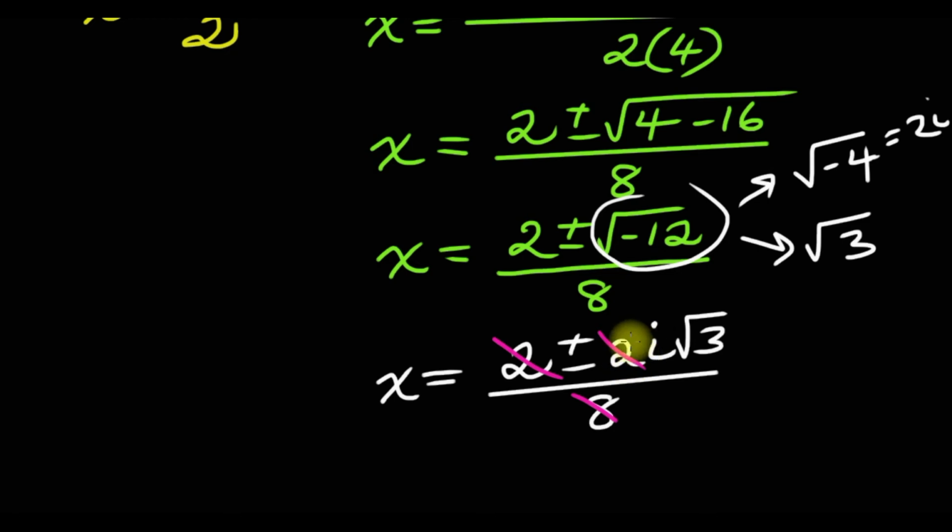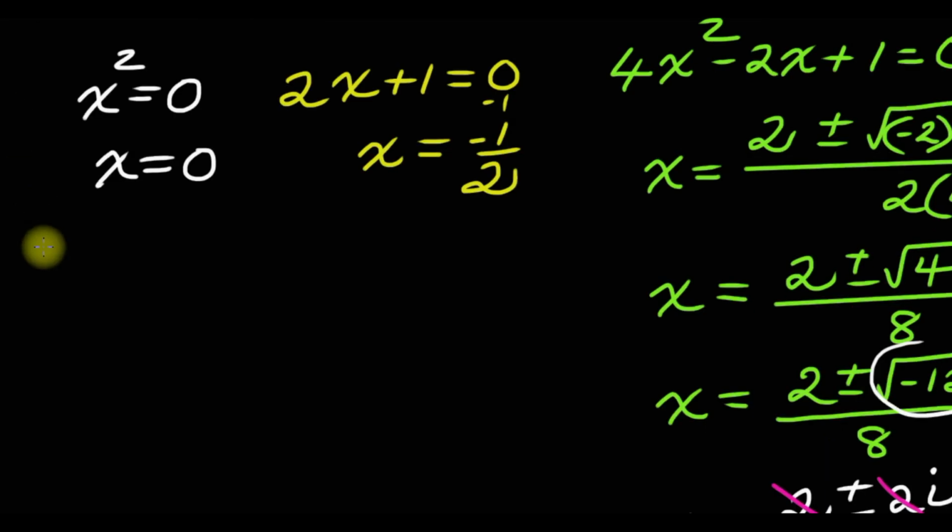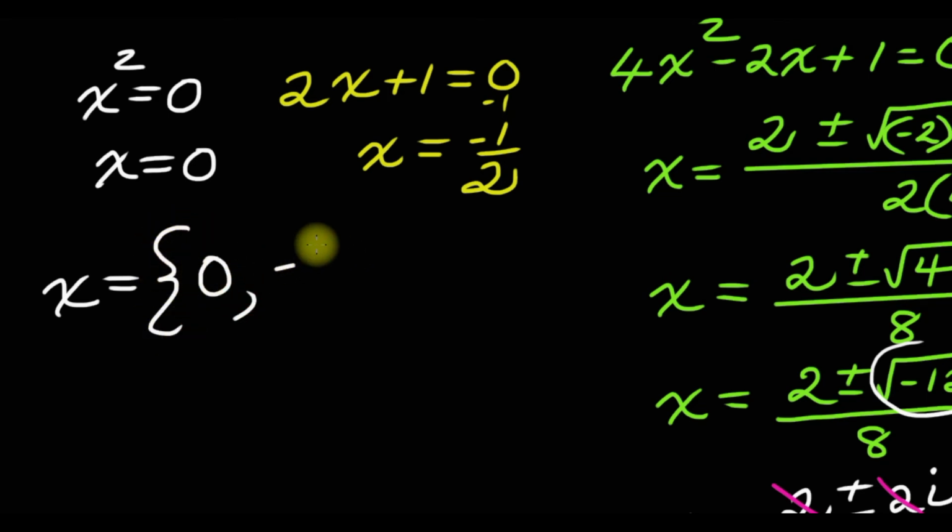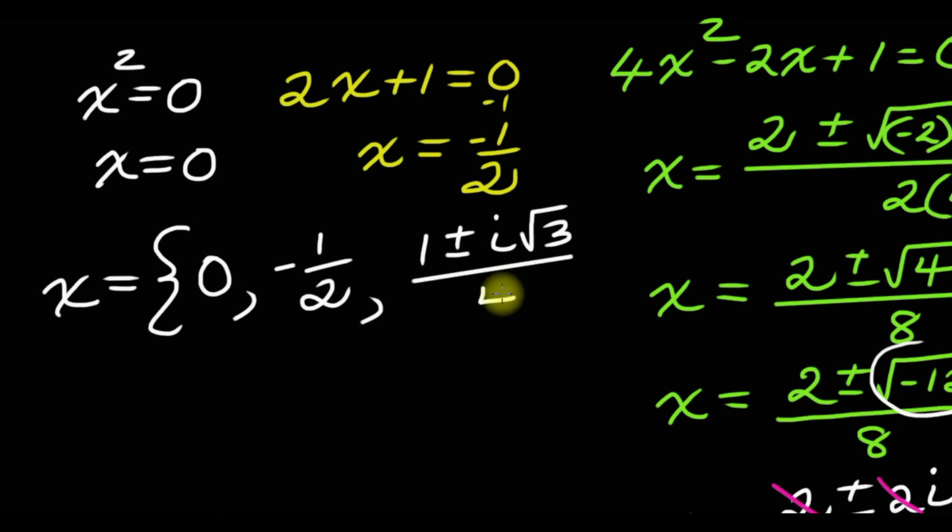2 can go into all of those numbers, so the final answer is going to be 1 plus or minus i square root of 3 all over 4. So we have x equals 0, we have negative 1/2, and then we have 1 plus or minus i square root of 3, that whole thing over 4. Okay, so those are the roots.